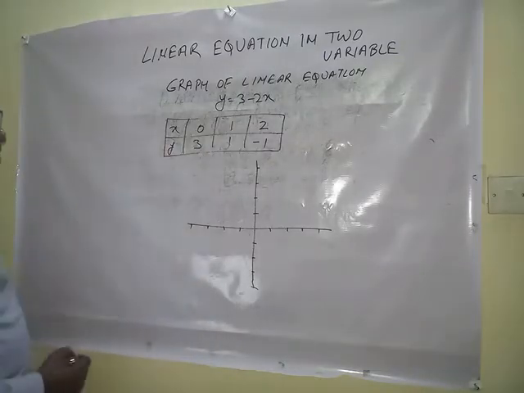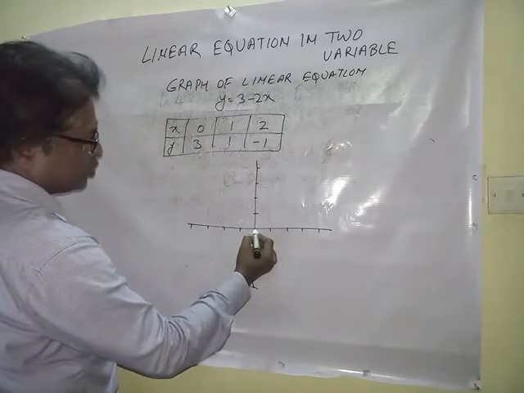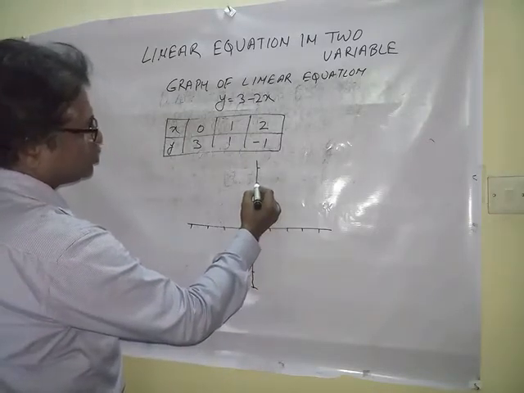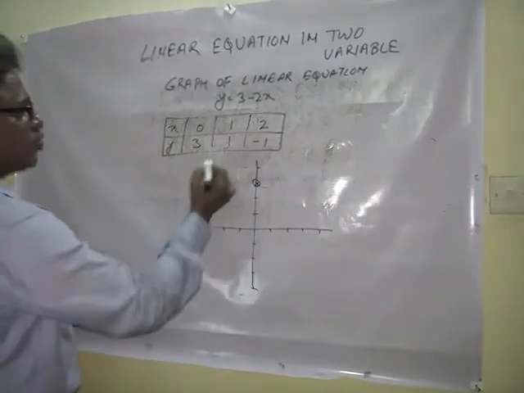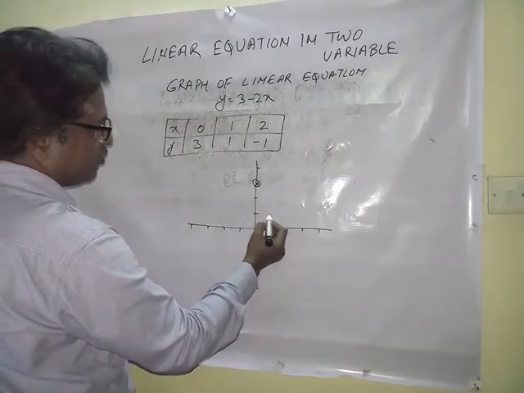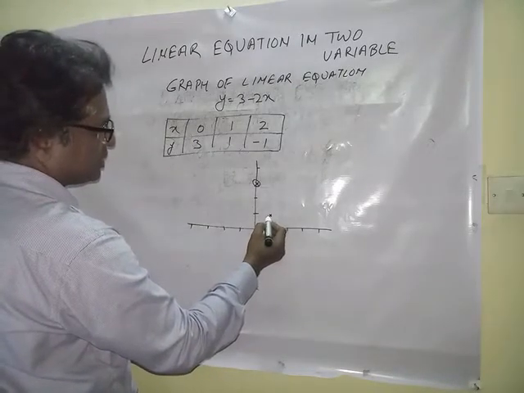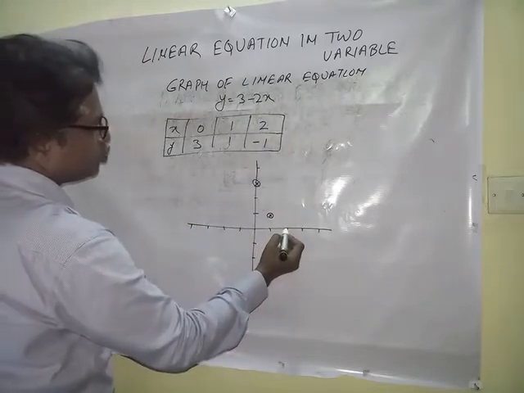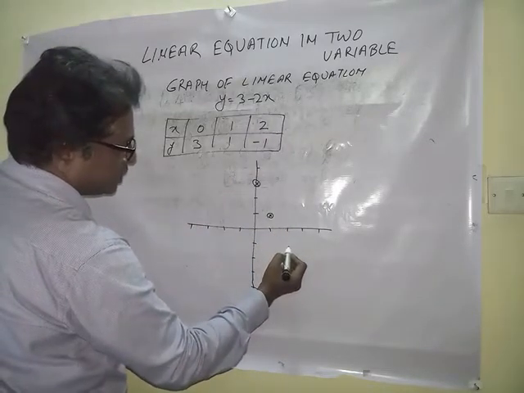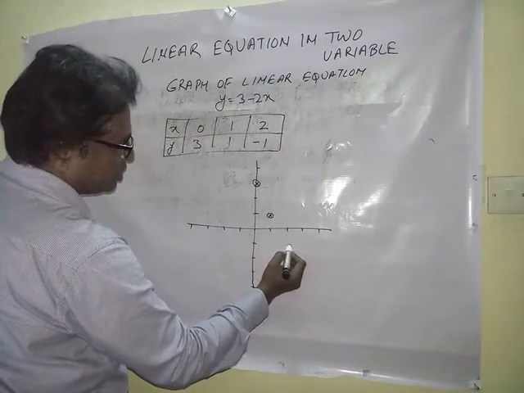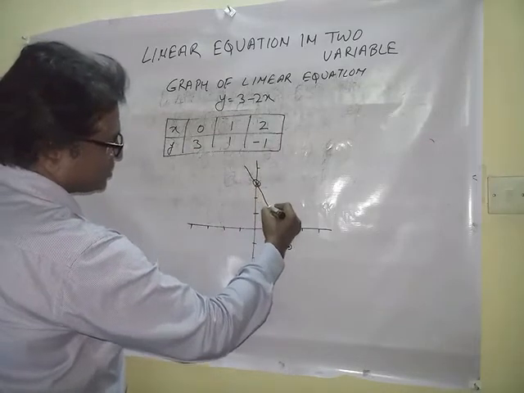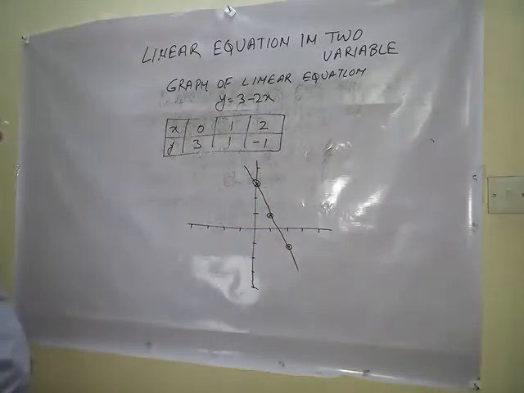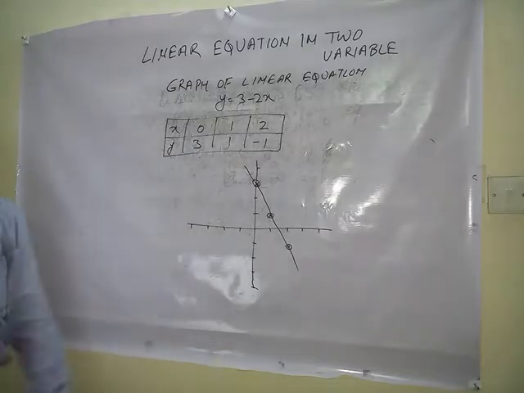x is equal to 0, then y is equal to 3. So this is your first point. x is equal to 1, y is equal to 1. This is your second point. x is equal to 2, y is equal to minus 1. This will be your third point. Now draw a line which is cutting all the 3 points. So that is the drawing of a graph.